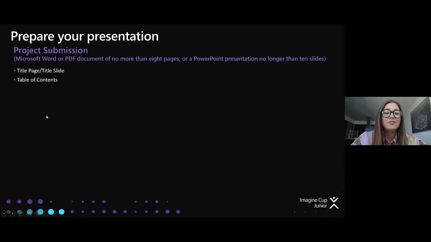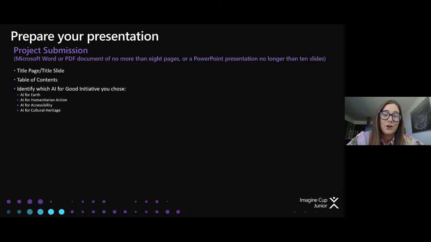Then make sure that you have a table of contents, because if you're going to have 8 pages, they're probably going to be on different topics. So just make sure you have a table of contents at the start so the person knows what's on what page. And then you're going to identify which AI for Good initiative that you chose. So remember, it can be AI for Earth, AI for Humanitarian Action, Accessibility, or Cultural Heritage. State your problem, okay? And this is an important one because this is what your whole project is going to be about, okay? So make sure that when you state your problem, it can be clearly identified.